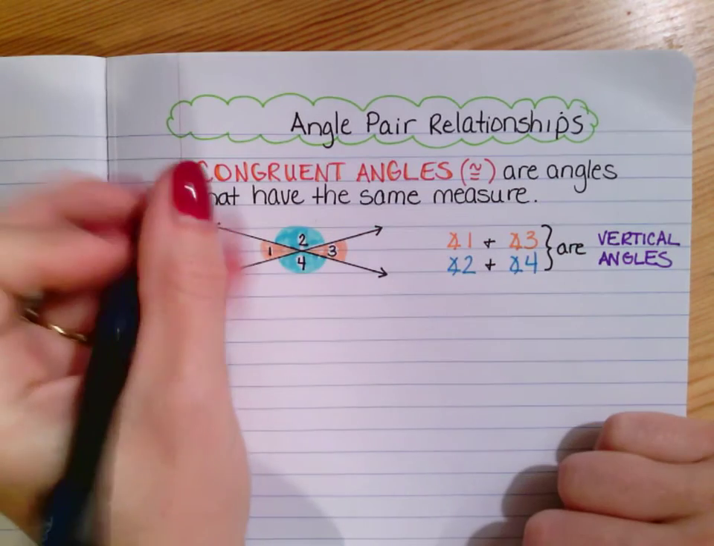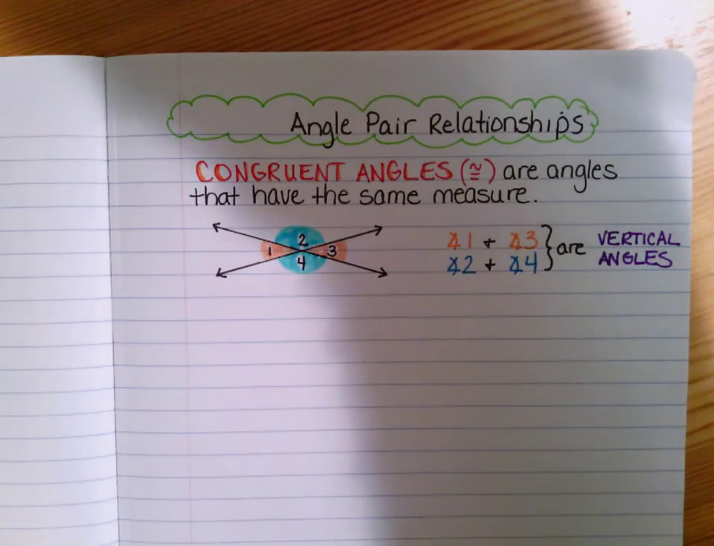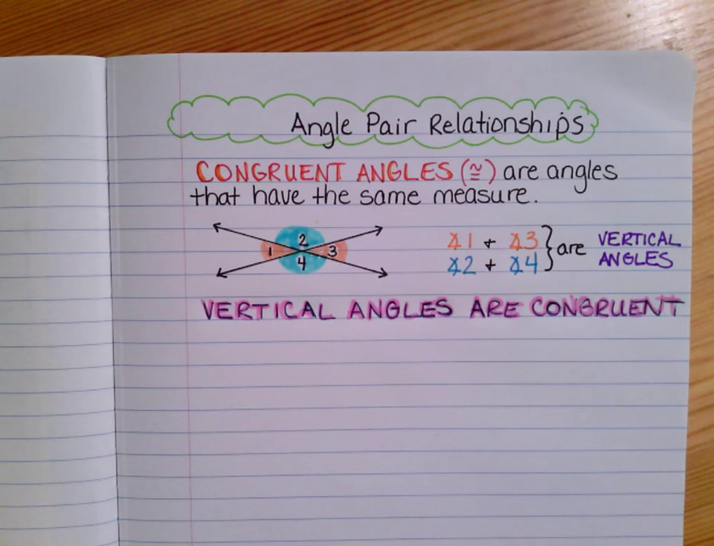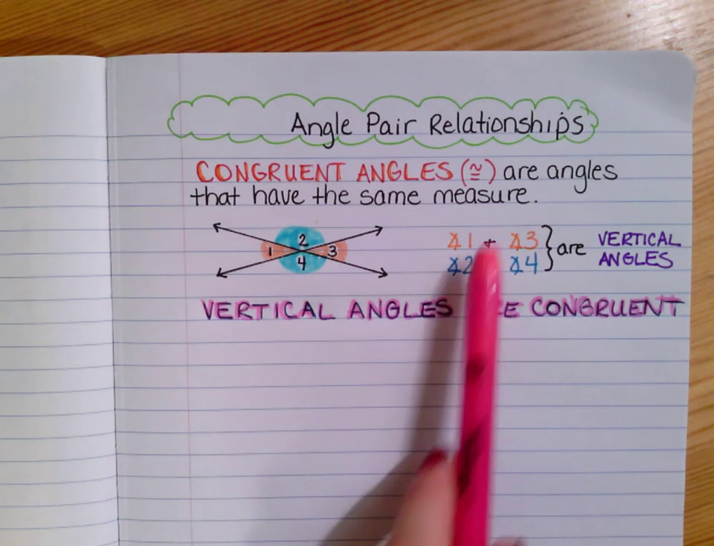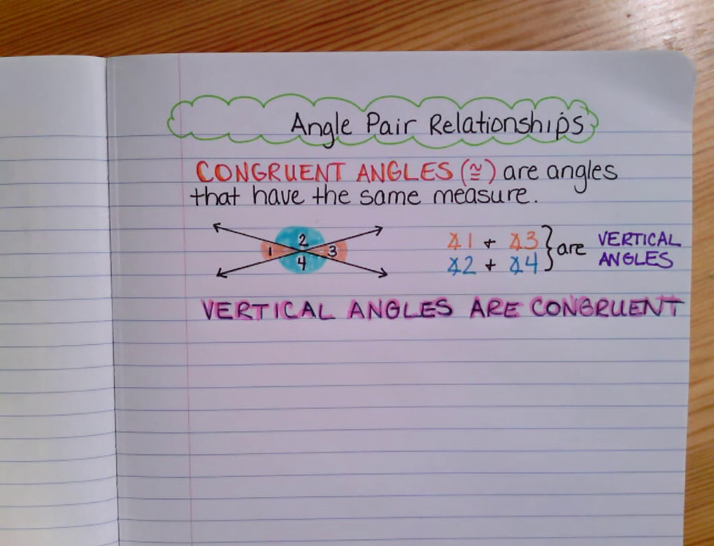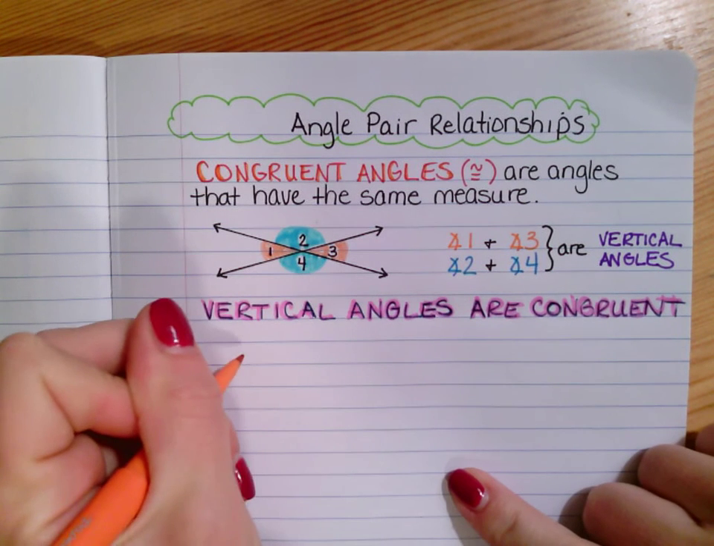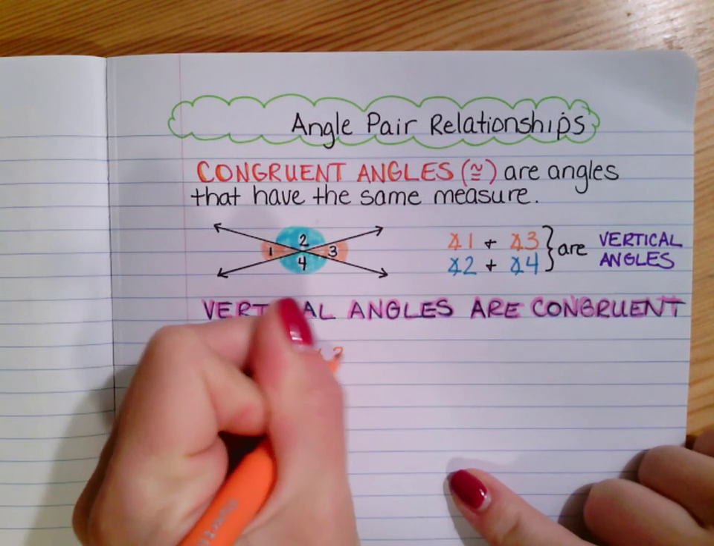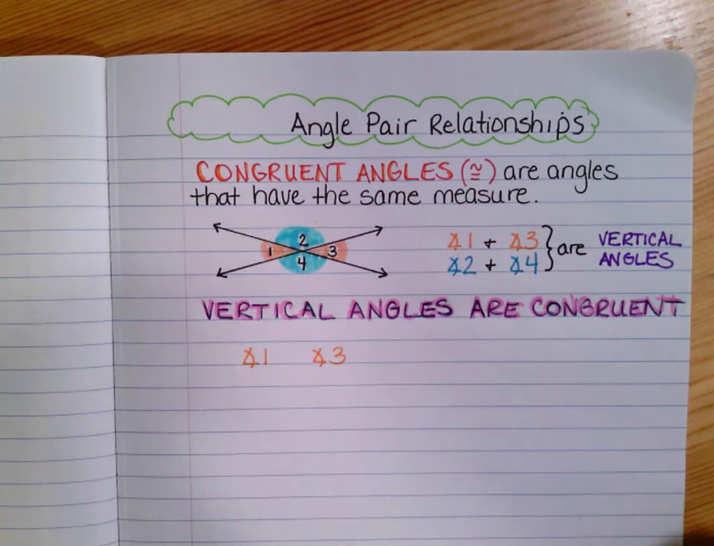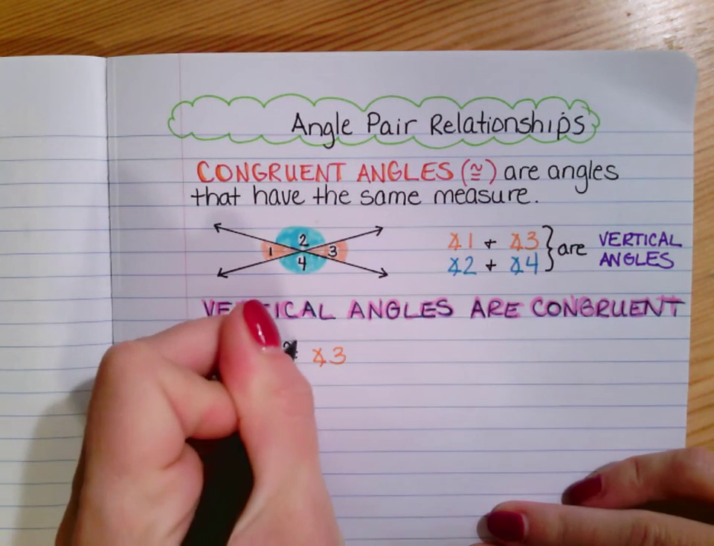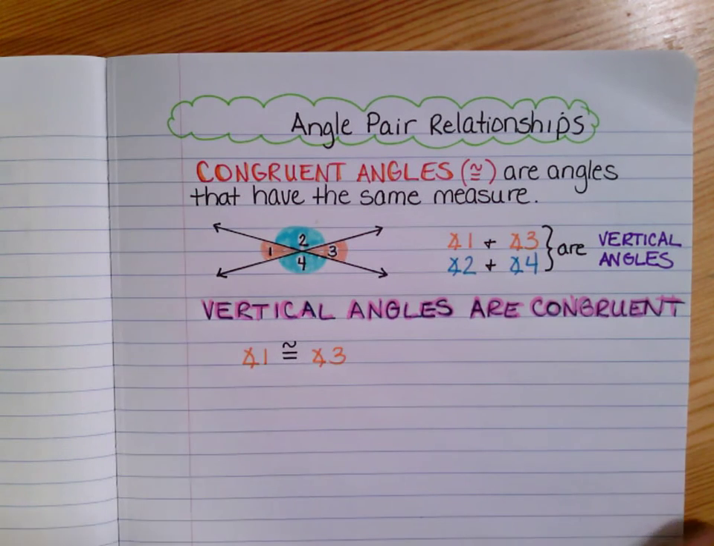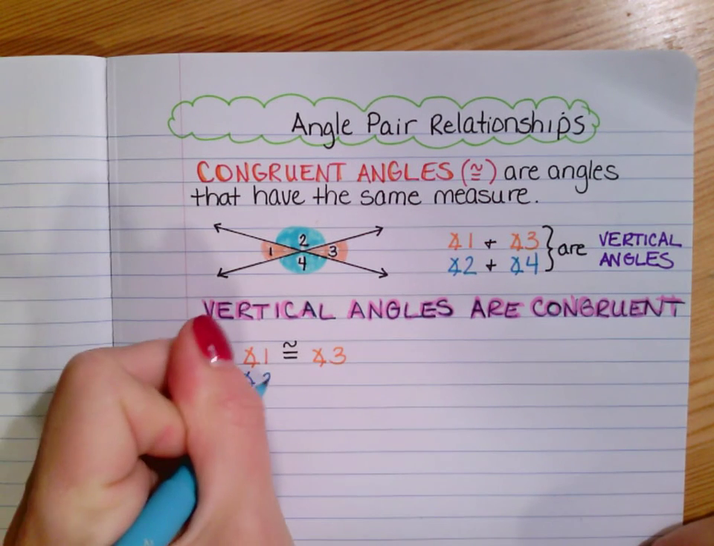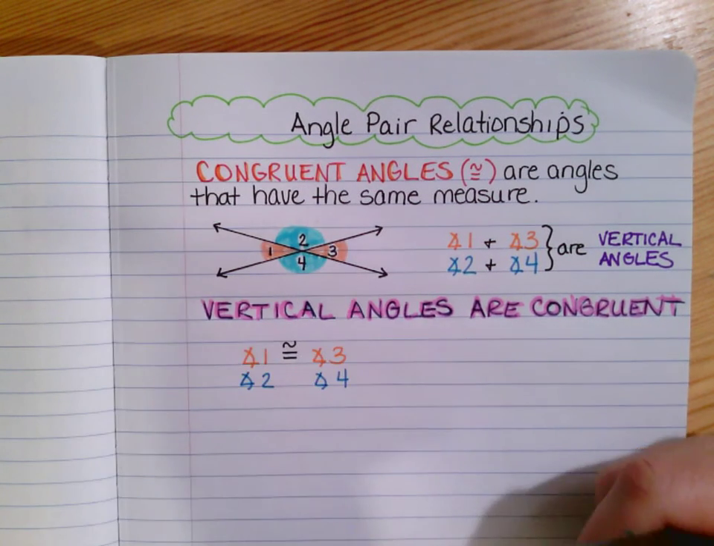So right here we're going to write vertical angles are congruent. And what does that mean that they're congruent? Well, up top we said it means that they have the same measure. So angle 1 and angle 3 are congruent. So this is the symbol. That's how we write that. And angle 2 and angle 4 are congruent.